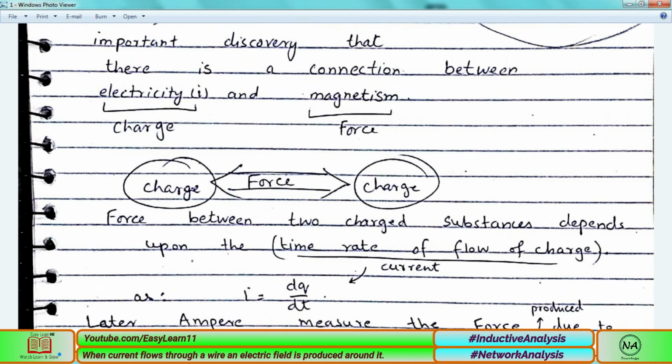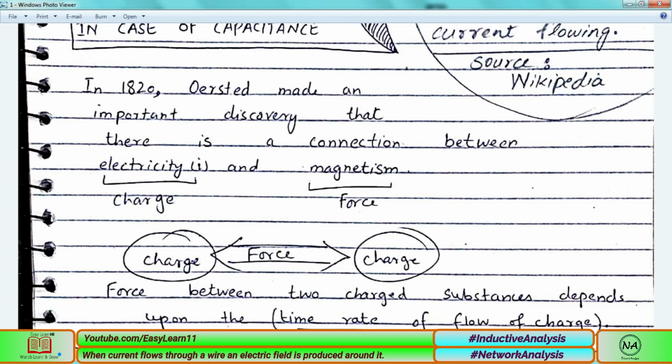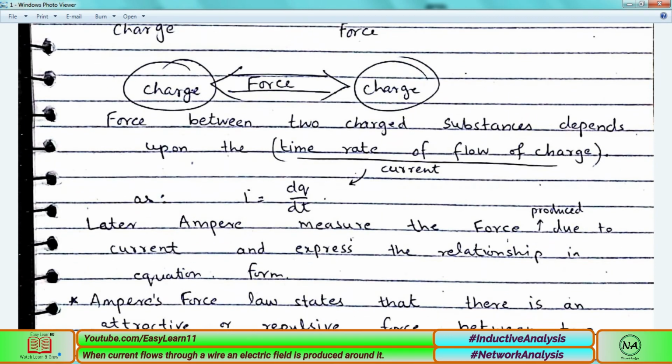This was first discovered by Professor Oersted in 1820, and later on he received the prize for this discovery. Later in the same year, Ampere measured the force produced due to the current and expressed a relationship in equation form. That was a very important thing, because at that time Professor Oersted just showed that there is a relationship. He was just successful in showing that there is a relationship. The needle of the compass was deflected by the presence of the current. So this was the only discovery he was credited with at that time, and still it is very important.